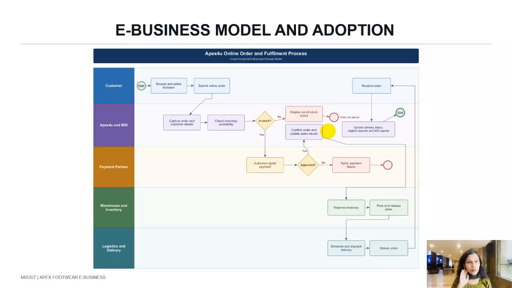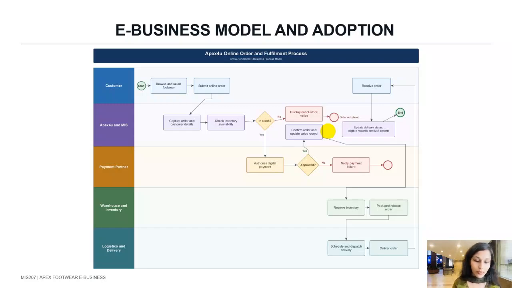I'm going to talk about the Apex e-business model. Apex follows a hybrid model, basically combining both physical stores with online ones. Apex for You serves B2C customers. Its export business also creates a B2B dimension. Banks, payment providers, logistics companies, and suppliers connect with the Apex system.